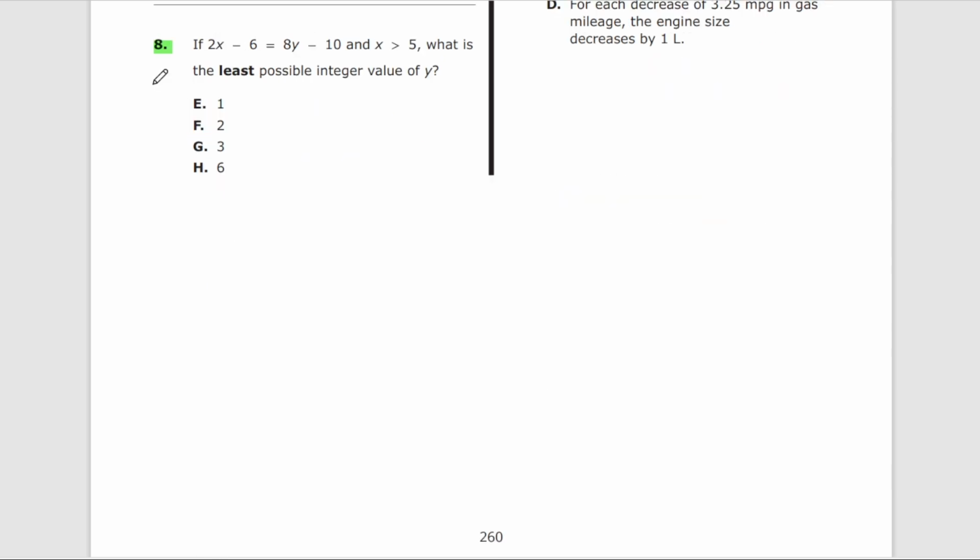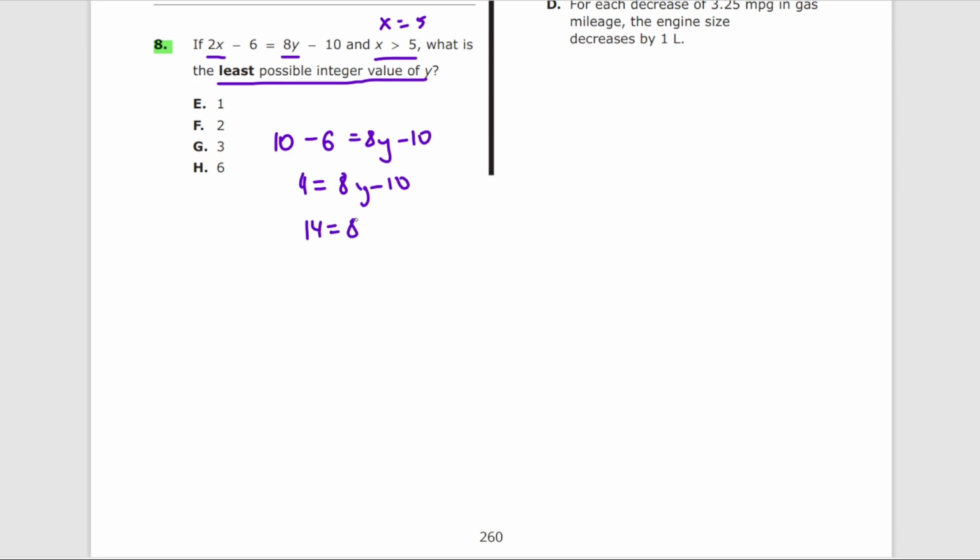The next problem is problem 8. If 2x minus 6 is equal to 8y minus 10 and x is greater than 5, what's the least possible integer value of y? So since we're looking for the least one and we see that 8y and 2x are both positives, we just need to plug in the least possible x. So let's plug in x equal 5 itself, right? Okay, so we got 10 minus 6 is equal to 8y minus 10. So therefore 4 is equal to 8y minus 10, plus 10 on both sides. You get 14 is equal to 8y.